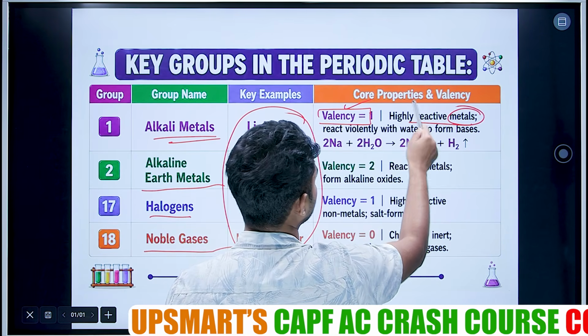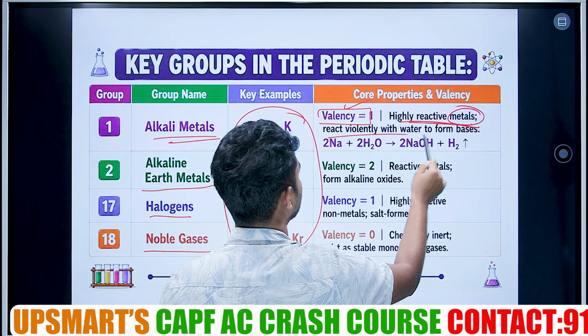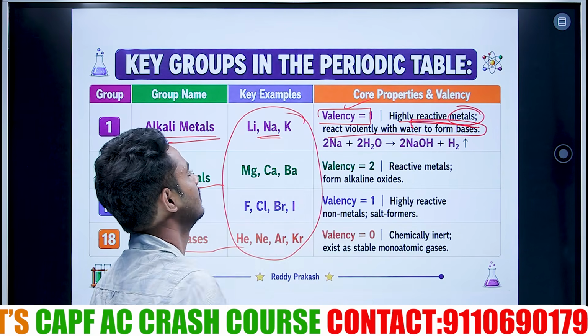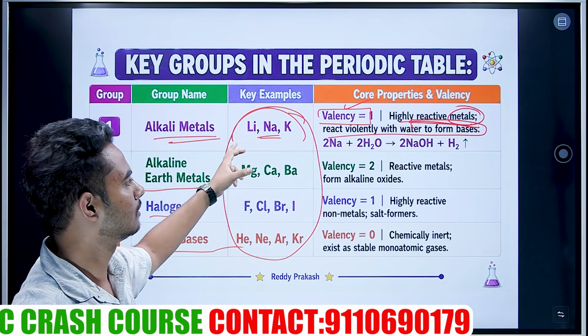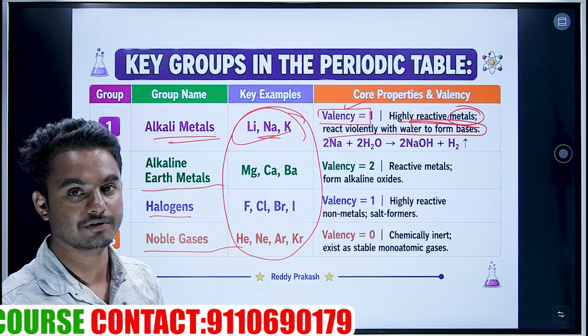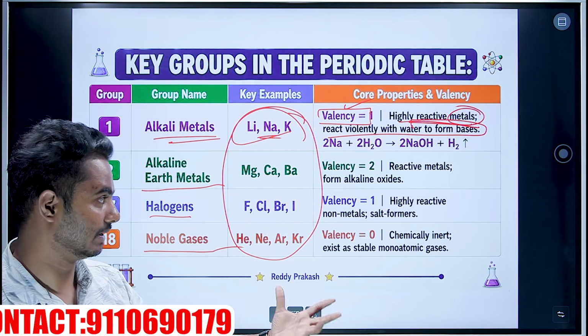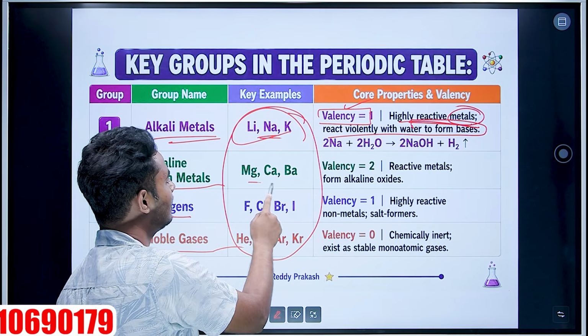So valency is 1, highly reactive. They react violently with water to form bases. These ones react with water very aggressively and they'll form the base. Next is alkaline earth metals.